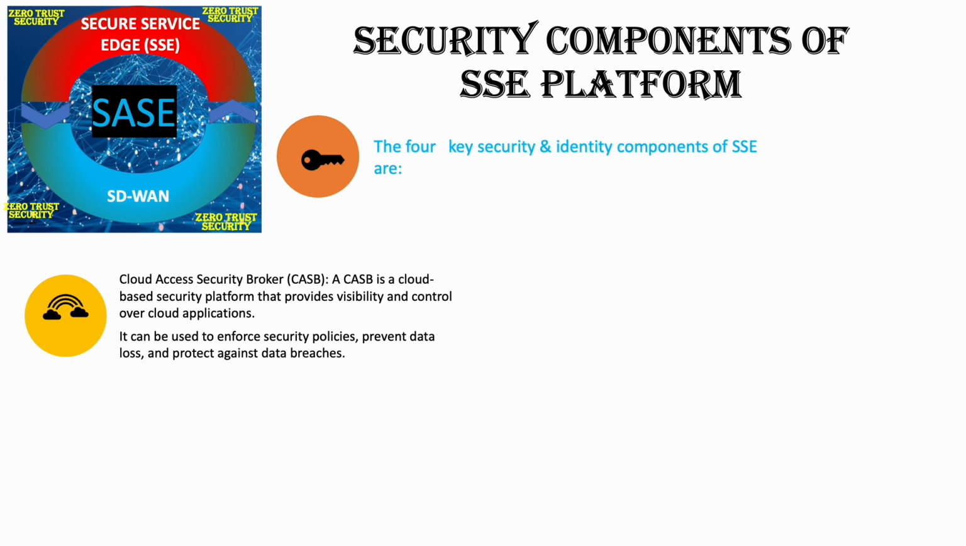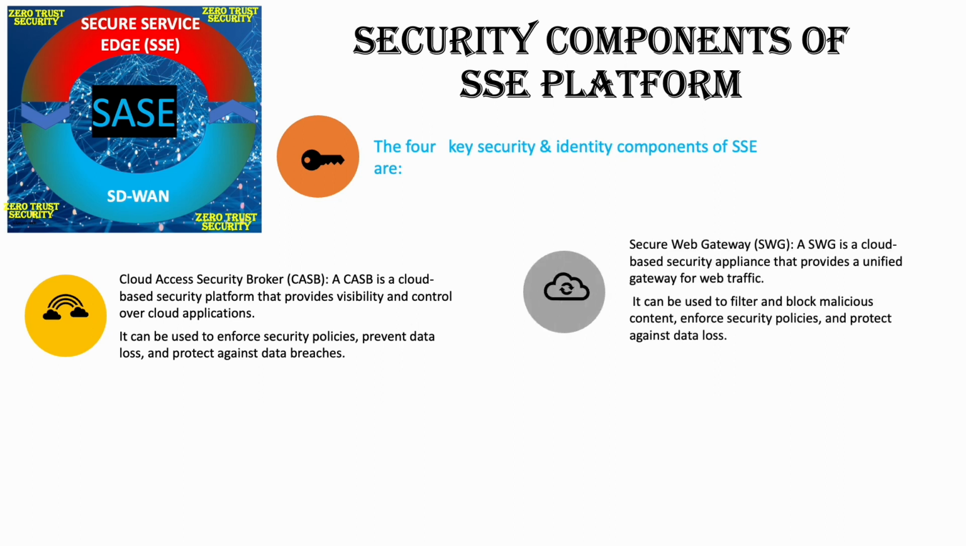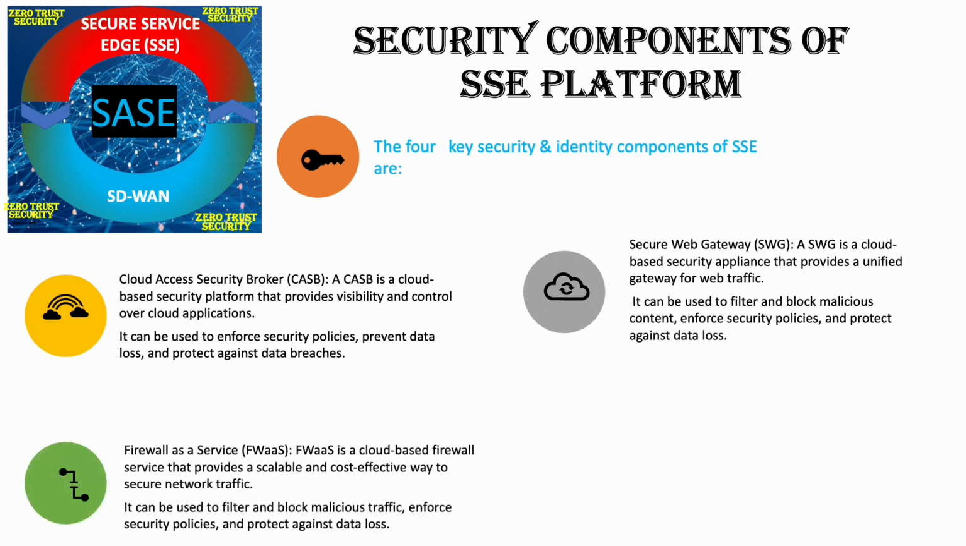The second component is the SWG, which stands for Secure Web Gateway. The SWG is a cloud-based security appliance that provides a unified gateway for web traffic. It can be used to filter and block malicious content, enforce security policies, and protect against data loss. And the third service is Firewall as a Service. Firewall as a Service is a cloud-based firewall service that provides a scalable and cost-effective way to secure network traffic. It can be used to filter and block malicious traffic, enforce security policy, and also protect against data loss.